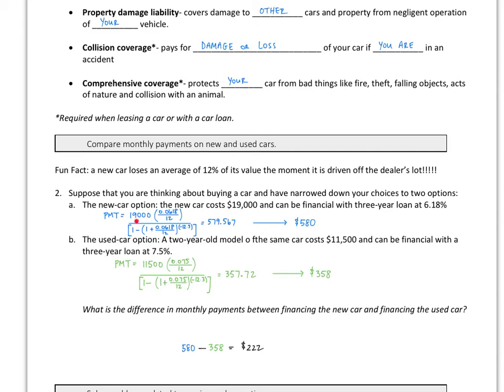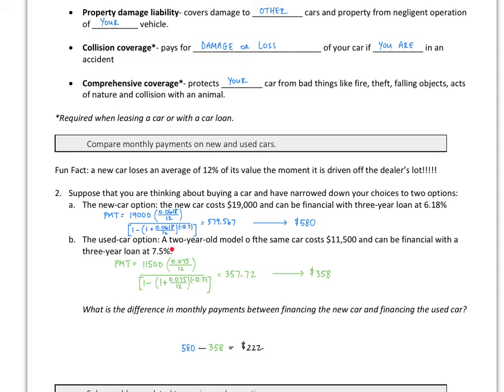Well, we take that loan, $19,000, times the quantity R over N. Since we're talking car payments, we're talking monthly payments, so N is going to be 12. All over 1 minus the quantity, 1 plus R over N, raised to the negative N times 3 because it's a 3-year loan. And what we end up paying is $580 per month.